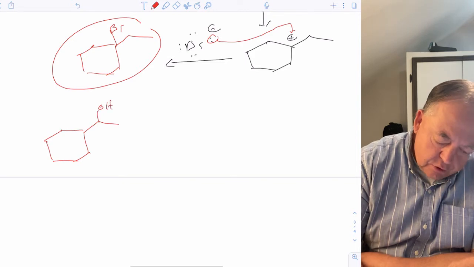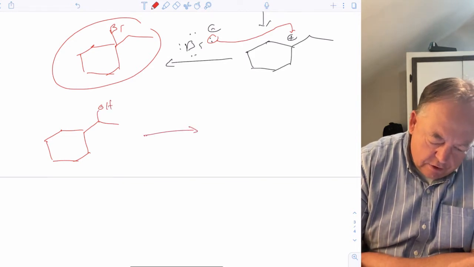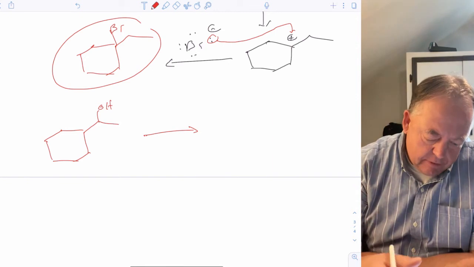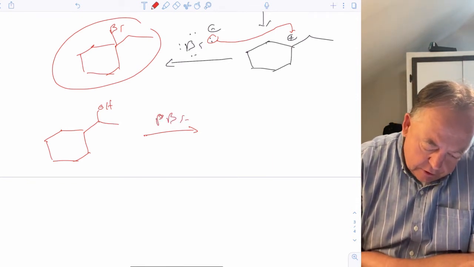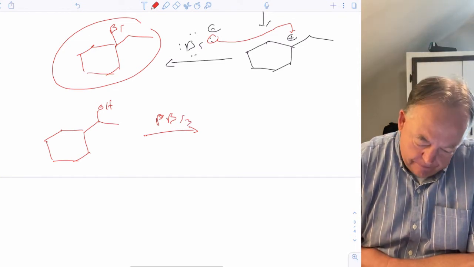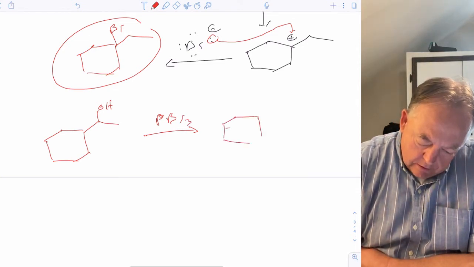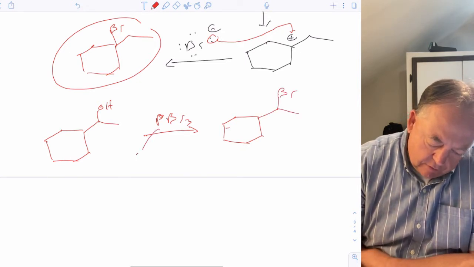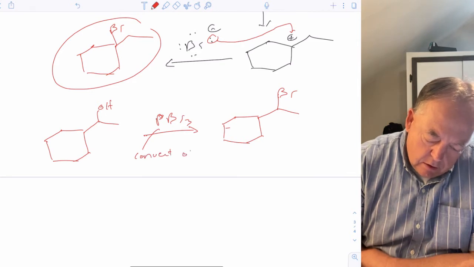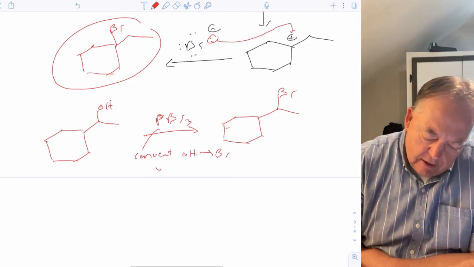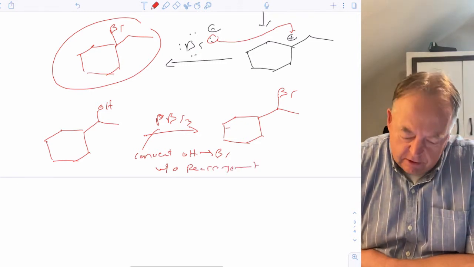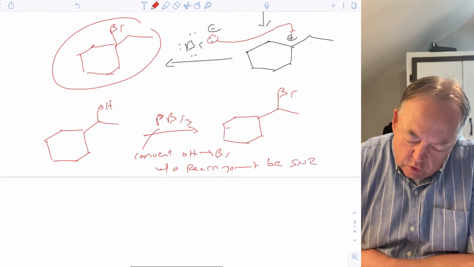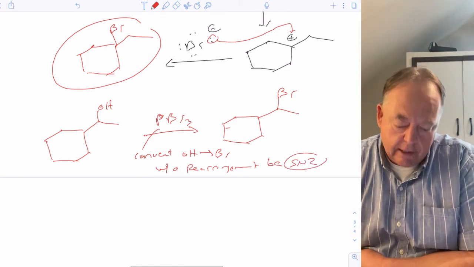Okay, so maybe you want to avoid rearrangement. Maybe you don't want the bromine at this tertiary center. Maybe you want it to be where the OH was originally. So in which case you can use this reagent instead, phosphorus tribromide. So the basic thing to remember here is this will convert OH to bromine without rearrangement because it's an SN2 reaction instead of an SN1 reaction.